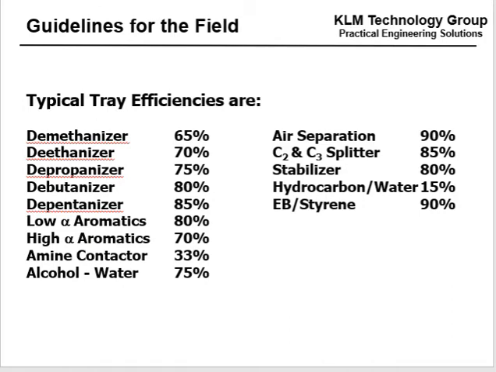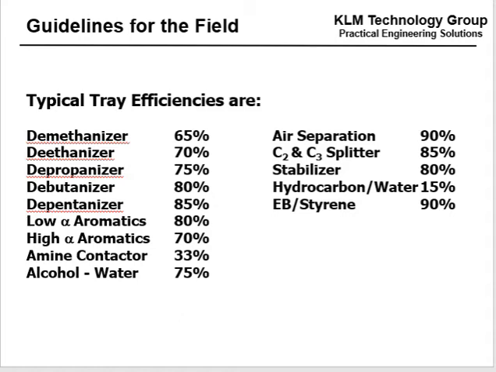Deethanizers are 70, depropanizers are 75. One thing that's interesting about this table is C2 and C3 splitters. The boiling points for a C2 and C3 splitter are very close together. So for things that boil in close boiling ranges, when I go to the field, the efficiency is high, like 85%.